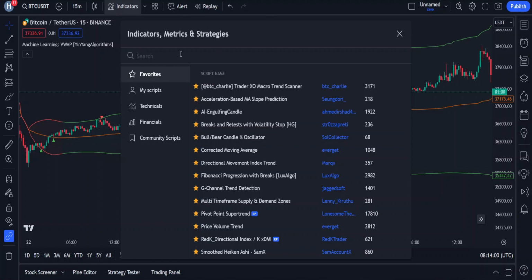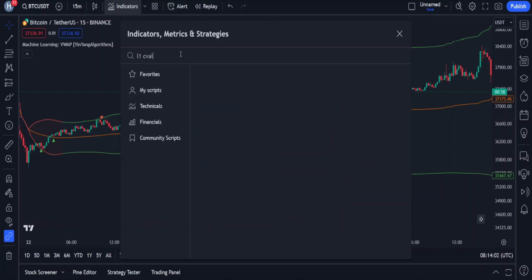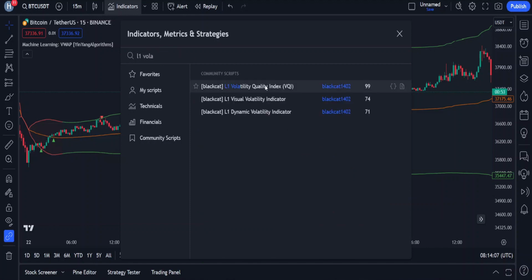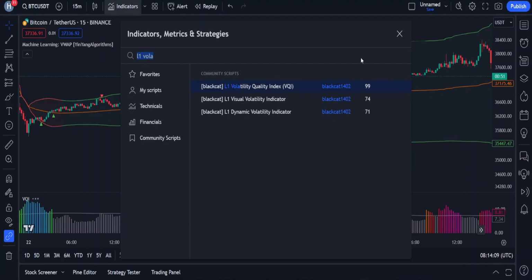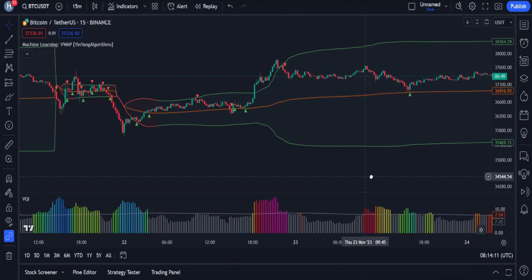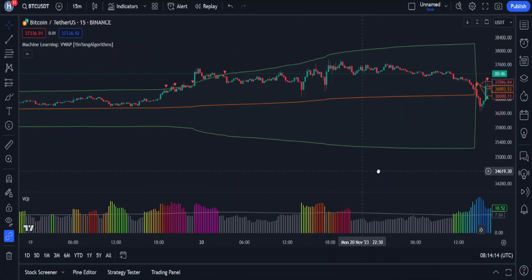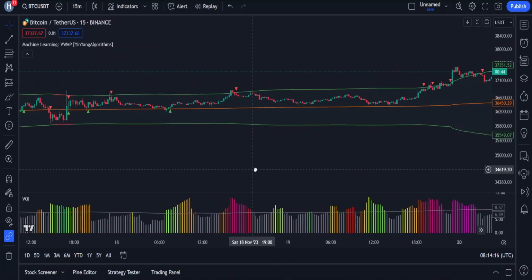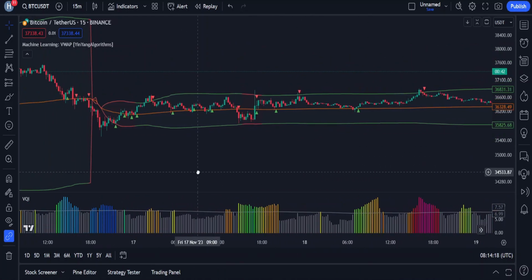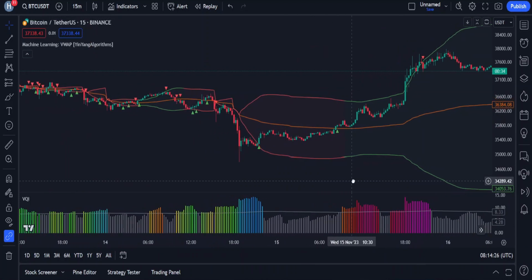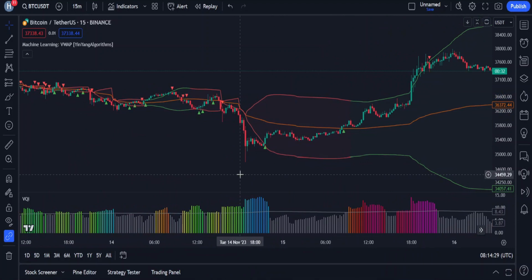due to low volatility. So in the Indicators tab, we will search for the L1 Volatility Quality Index and add this one created by Black Cat. The Volatility Quality Index, or VQI, is an indicator used to measure the quality of market volatility. The volatility on this indicator is presented in the form of a histogram on the price chart. The higher VQI values indicate better quality of market volatility, while lower values suggest poorer quality of volatility. We will confirm the VWAP signals using this volatility indicator.